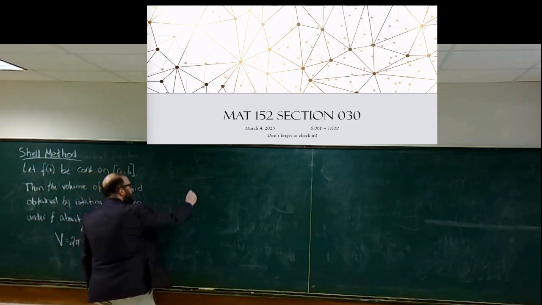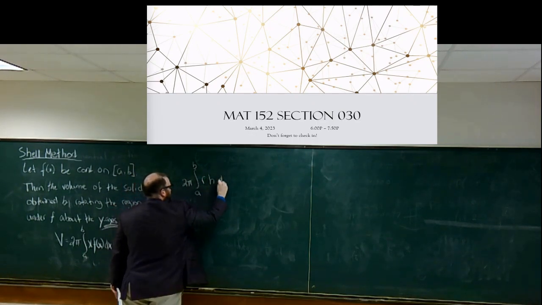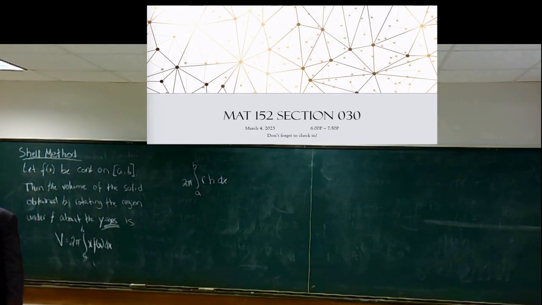Another way it's going to be written, that's how I'll typically write it, r times h. R has the same meaning. It's the radius of the solid, measured from the axis of rotation to an arbitrary point in the region. H is the height of the region.